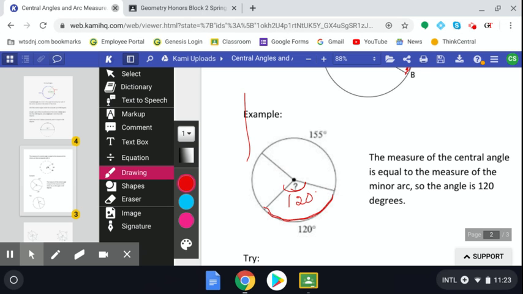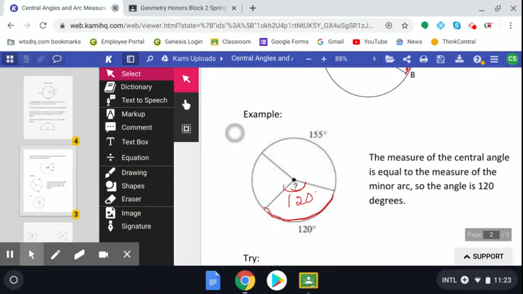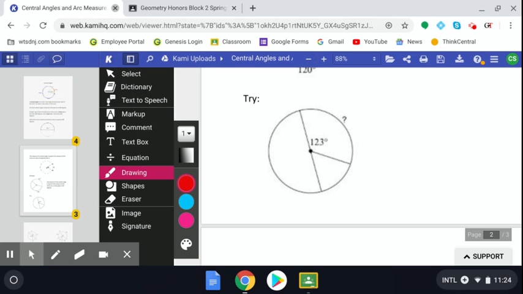So now we are going to try some on our own. This one is asking you to find the measure of the arc. In this case, because this is a central angle, the measure of the arc needs to be the same as the central angle. So the measure of that arc would be 123 degrees, same as the central angle.